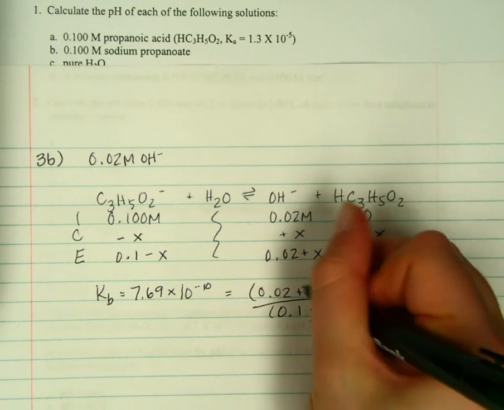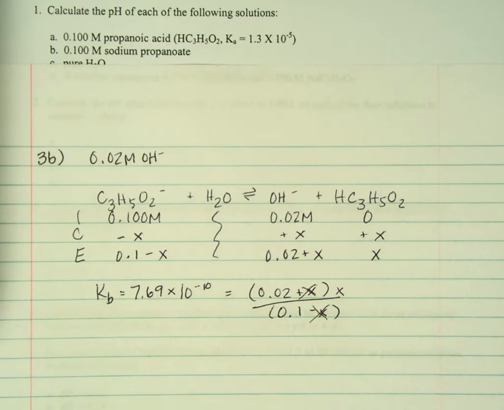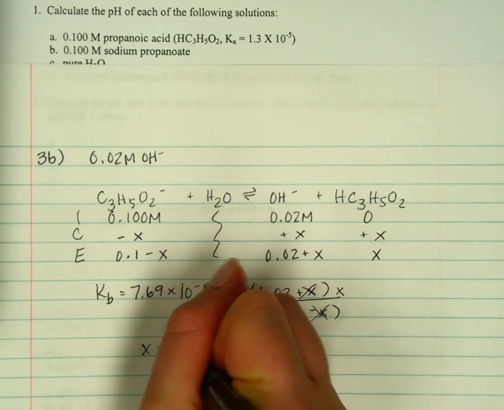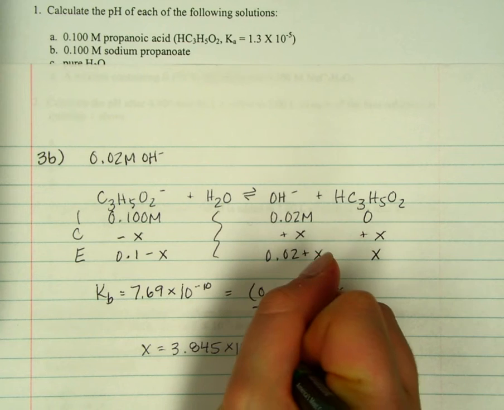Again, I can get rid of the plus and minus x, but I have to keep this multiplying of the x. So when I multiply my Kb times 0.1, I will get 7.69 times 10 to the negative 11th. And why don't you put that in your calculator and divide it by 0.02. So we're solving for x, and hopefully you get the same answer I do, which is x is 3.845, I'll leave it in there, times 10 to the negative 9th.